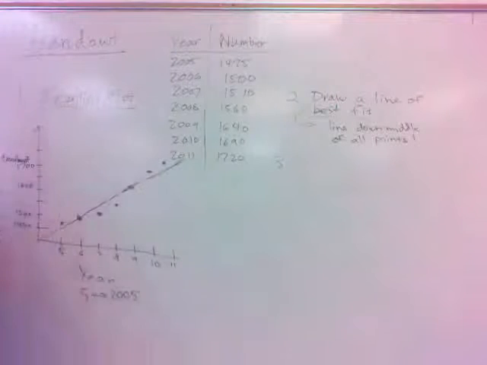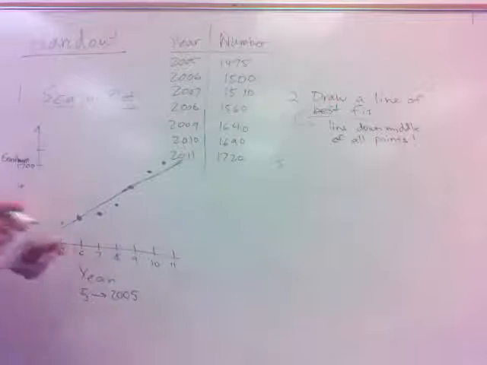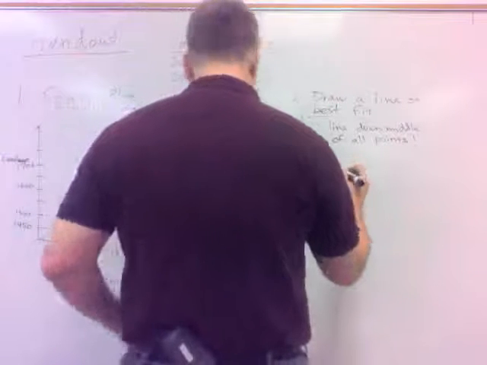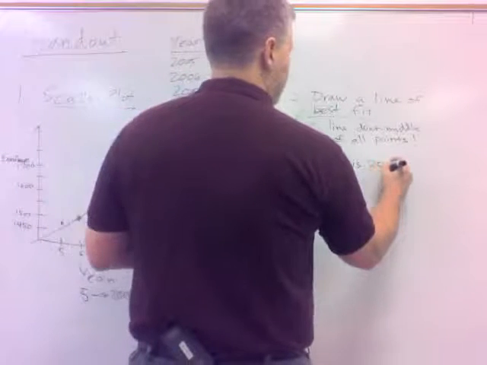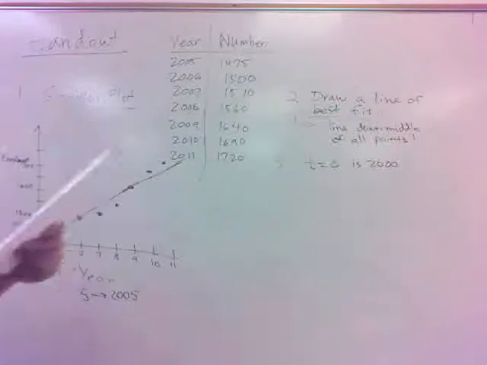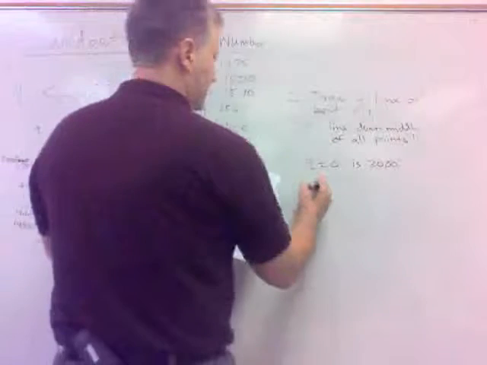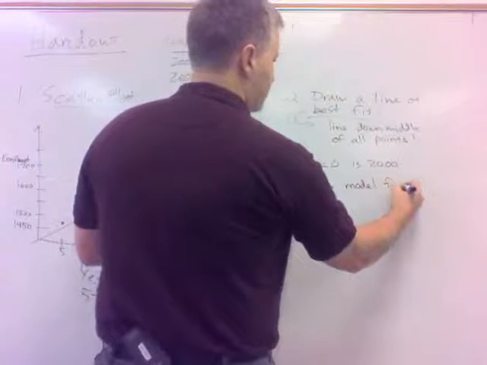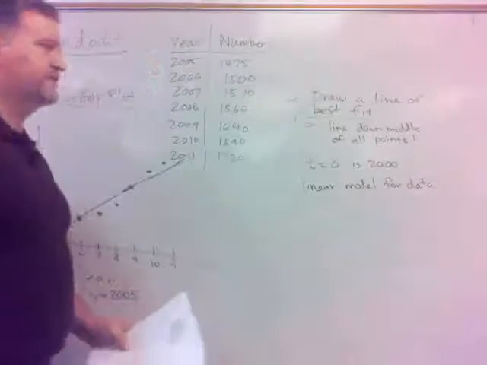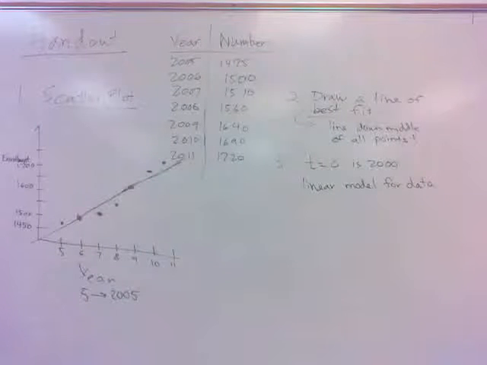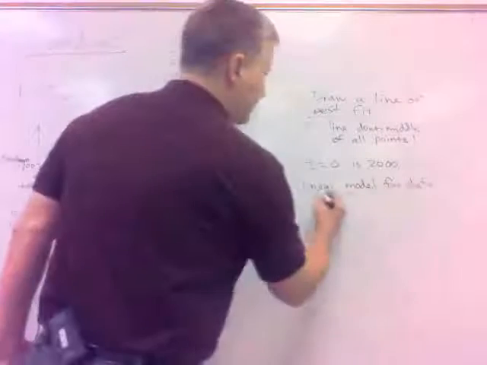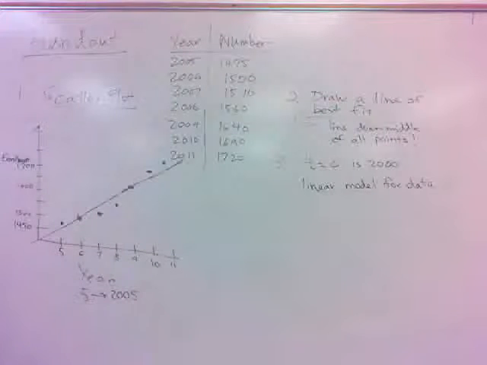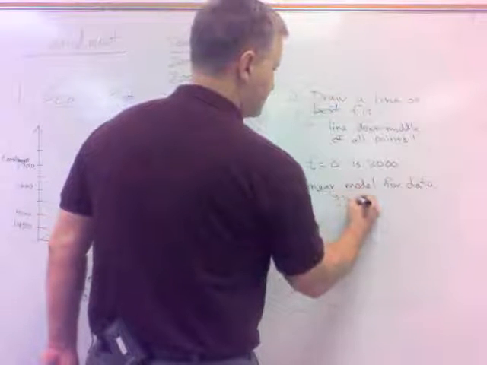So number 3 is then finishing off, using t equals 0 as 2000, that's what I did. And I'm using t here instead of x. Find a linear model of the data based on this line of best fit. Well, linear model, that's synonymous with linear equation. So I want to find a linear equation for this data.